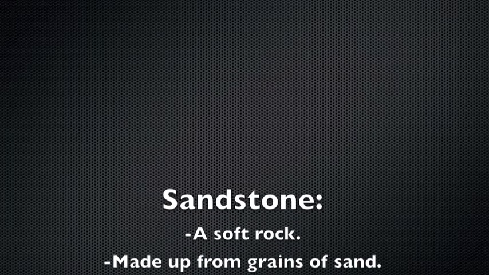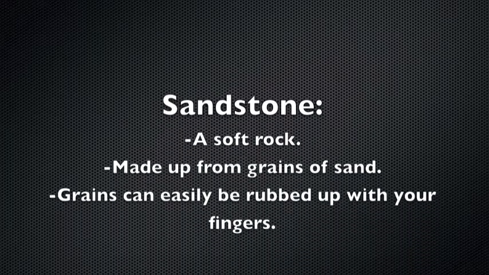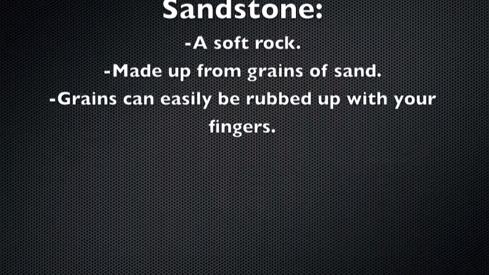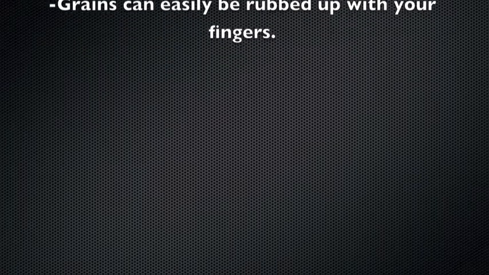Sandstone. Sandstone is a softer rock. It is made up from grains of sand. The grains can easily be rubbed off with your fingers.